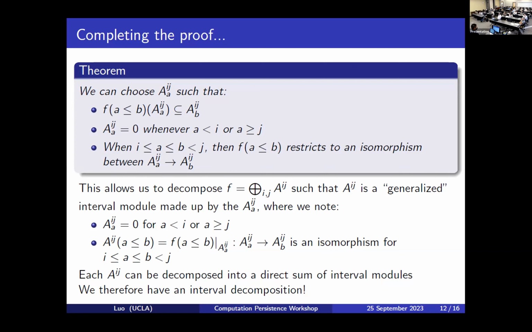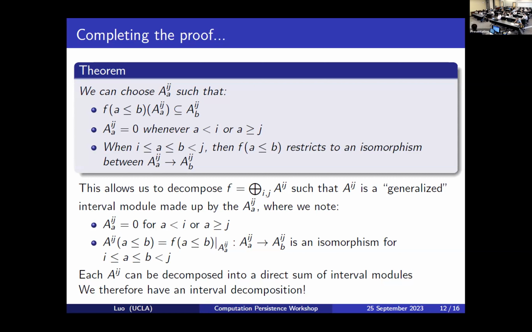And with this, we can decompose our persistence module F into a direct sum of these things which we refer to as generalized interval modules. Given one of these generalized interval modules, Aij, this is made up of all the Aij's, for every A. In particular, we note two important things, and if we recall how interval modules are defined, these should, in some sense, remind us of interval modules.